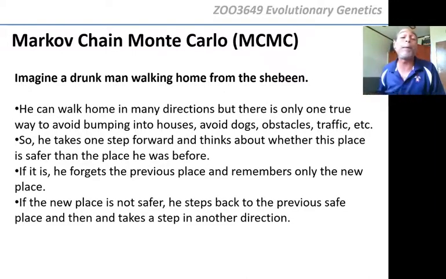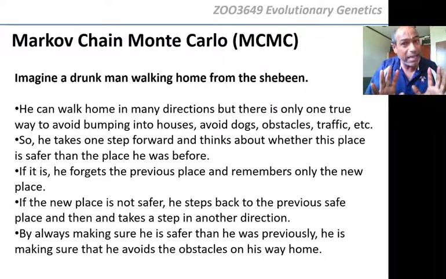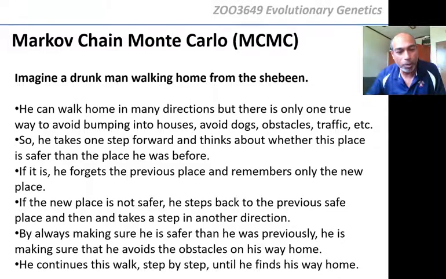He takes another step in another direction, and hopefully the new step will bring him to a safe place. If it does, he forgets the previous place and only remembers the new. Then he carries on like this. By always making sure at every step he's safer than he was previously, he is going to avoid all the obstacles. It's going to take him a while, but he is surely going to find his way home. So that is basically how a Markov chain works. It continues step by step until it finds the maximum likelihood tree.